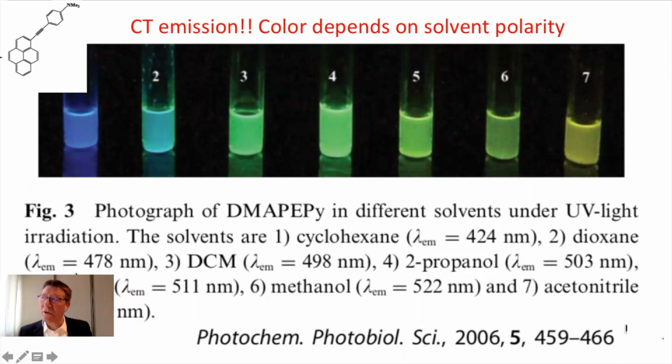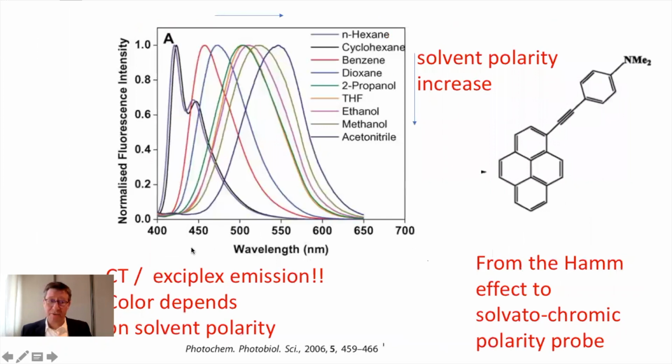And there are molecules that have an even larger shift. They go from blue to red. And this is charge transfer emission. You have a local excited state, you have a charge transfer state, and it emits to the ground state, but this level can become lower and lower depending on the polarity of the environment. This molecule tells you something about the environment.